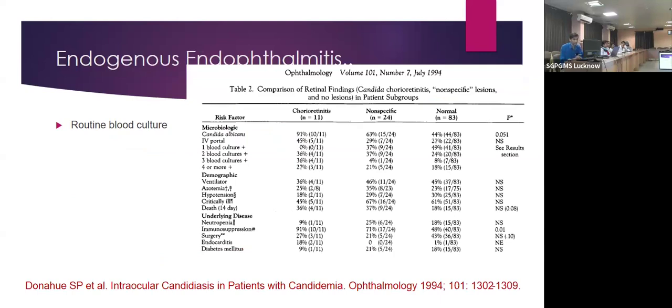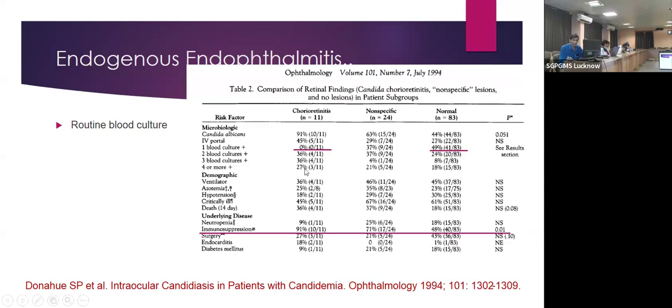See this routine blood culture thing. The only statistically significant finding is immunosuppression, that is understood. Now see this one blood culture positive: 49% of patients are normal. They don't have anything, and there is no chorioretinitis. So you can understand the value of doing this routine culture. And these are non-specific findings that mimic inflammation or infection, but actually are not inflammation or not infective.